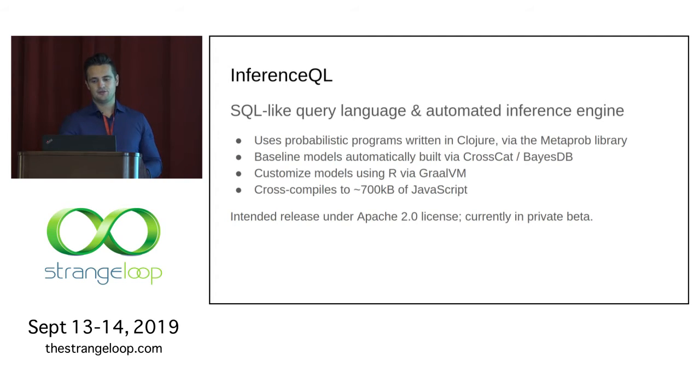We can customize models using R for data scientists via the Graal virtual machine. And InferenceQL currently cross-compiles to roughly 700 KB of JavaScript. We are intending to release it under Apache 2.0. Currently, it's in private beta.